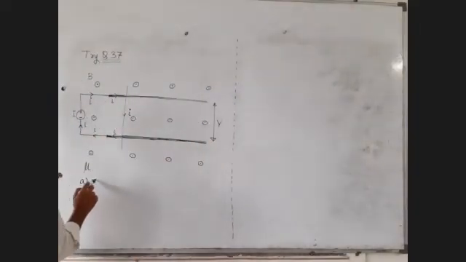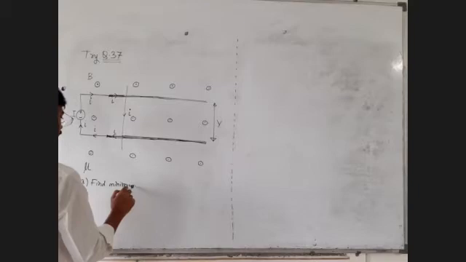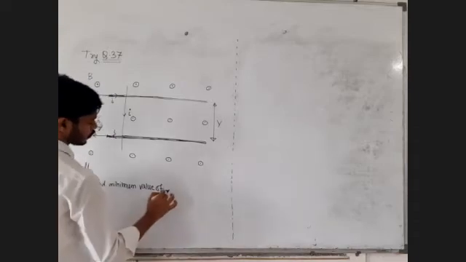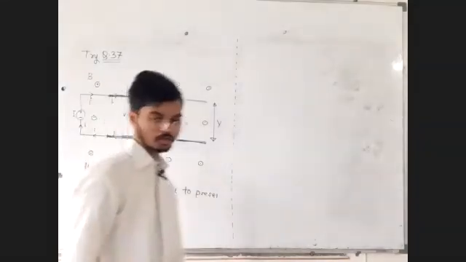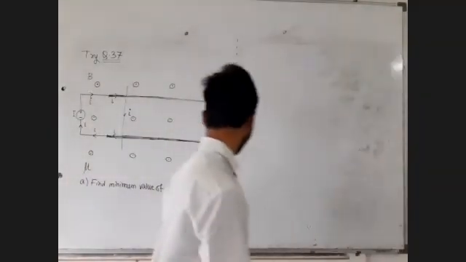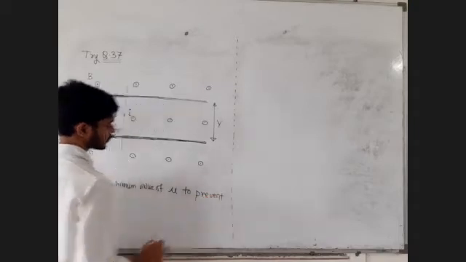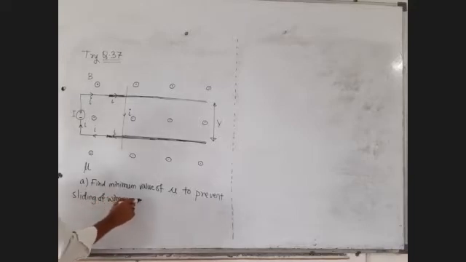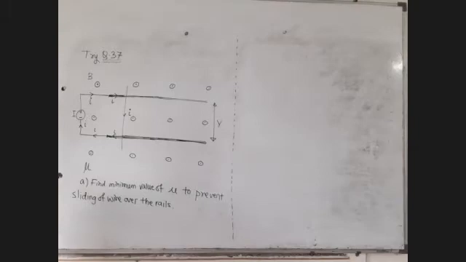Number 1, what do we have to find? Find the minimum value of mu, the minimum value of the coefficient of friction, to prevent sliding of the wire over the rails.